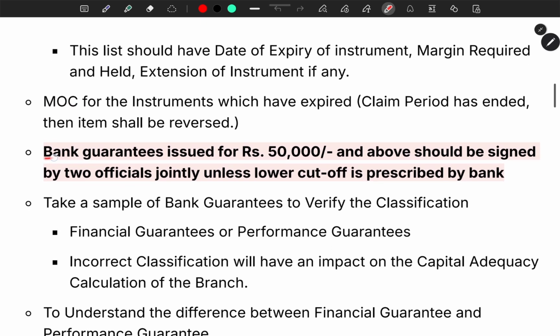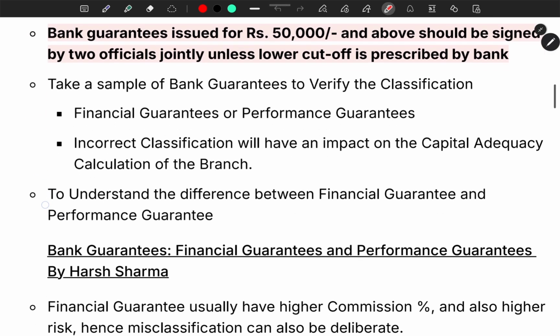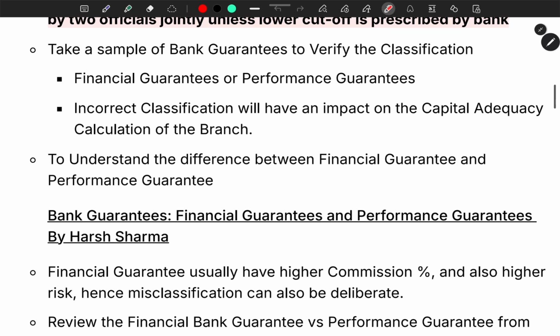Here's what I found under some RBI regulations. If there is a bank guarantee which is issued for 50,000 or above, it should be authorized and signed by two officials, unless there is a lower cutoff. So you can take it as a checklist for verifying bank guarantees. Take a sample of bank guarantees to verify the classification.